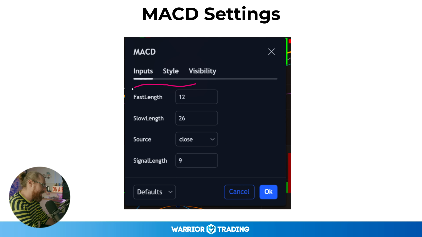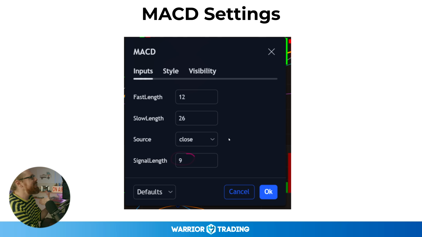The settings that I use for my MACD. For the fast length, I use a setting period of 12. For the slow length, I use a setting period of 26. The source for both is the close, and the signal length is 9. Those are the MACD settings that are standard. Those are the MACD settings that I use.